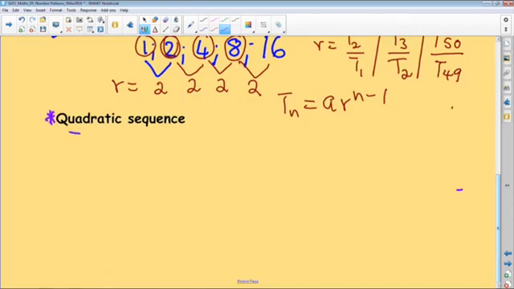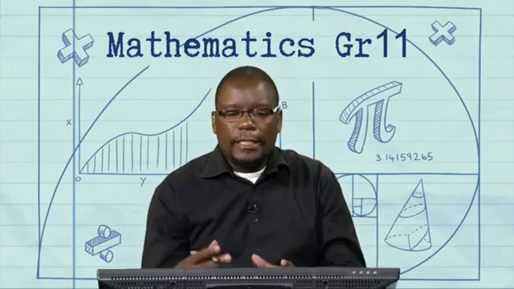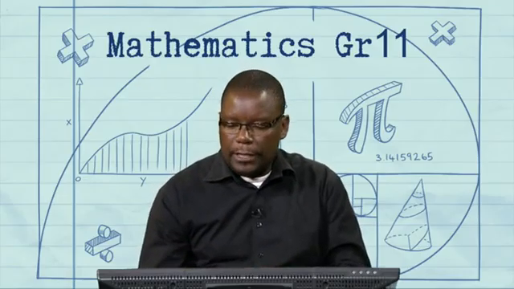How do you get the general term for a quadratic sequence? Tn equals an squared plus bn plus c. You will be introduced to working in different ways of how to find a general term for your quadratic pattern.